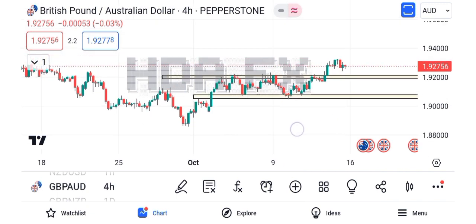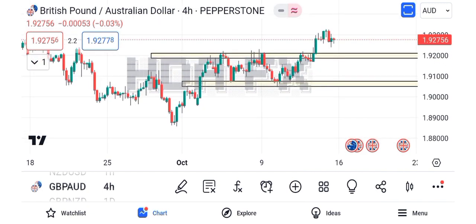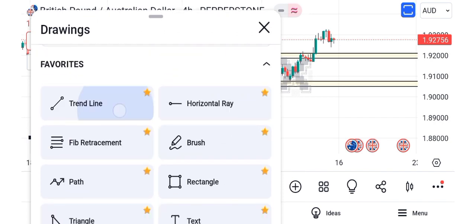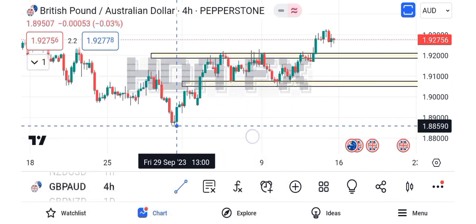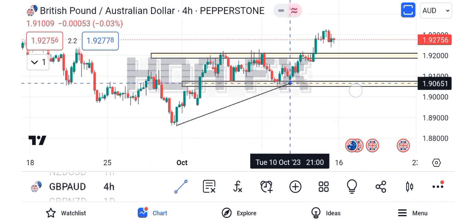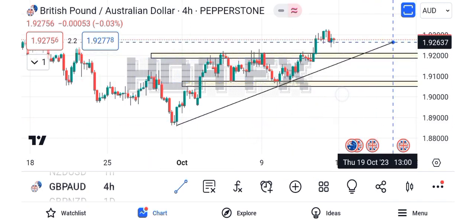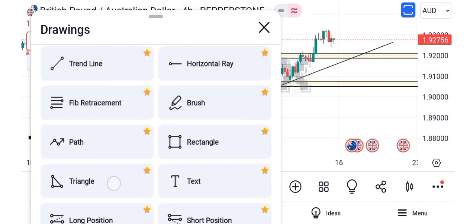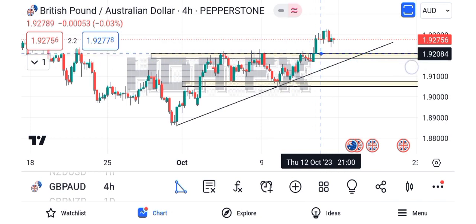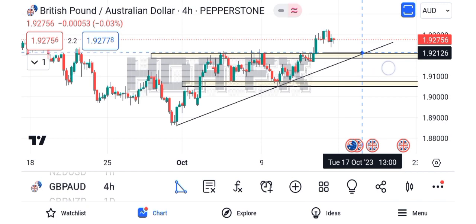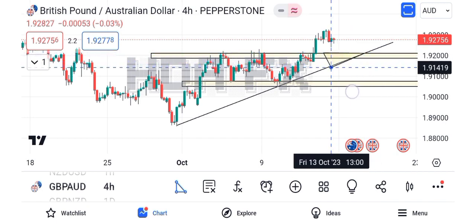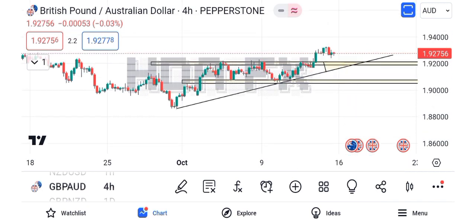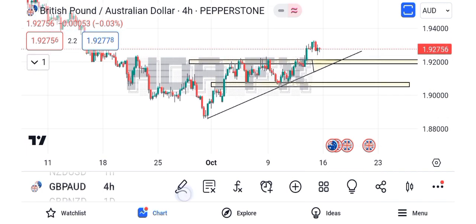So now on GBPAUD, we can have this trend line here, this beautiful trend line here. We can also have a zone at this very point here on GBPAUD. We can have this beautiful zone here. Beautiful one, solid.